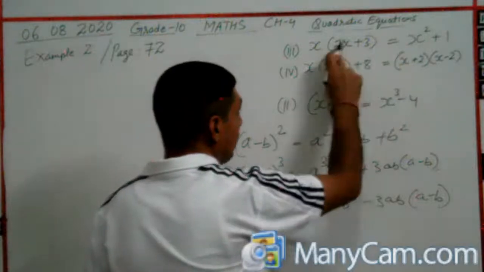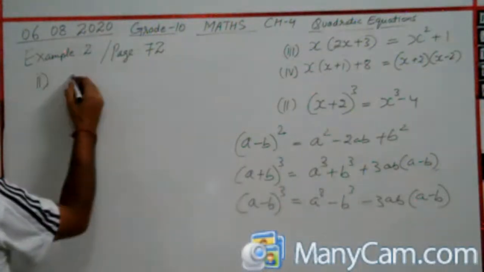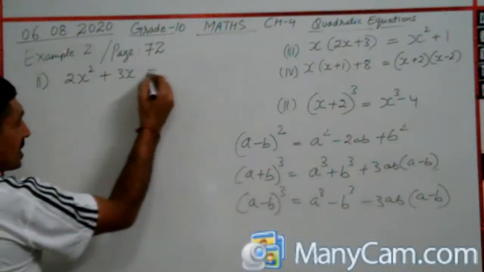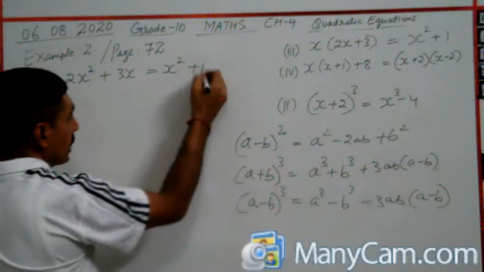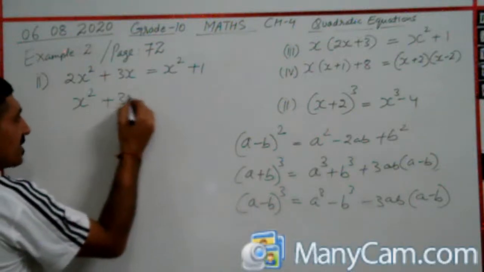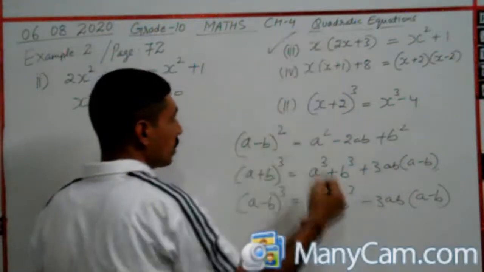So next we have the second part. You can multiply. Here we have 2x square plus 3x is equal to x square plus 1. When we subtract, we have x square plus 3x minus 1 is 0. So this is also quadratic.